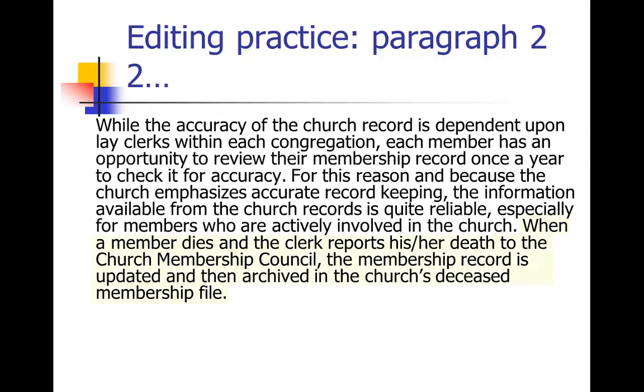I just want to draw your attention to the very last line. I'm not going to read through the whole thing; you can read through it on your own. But the very last line of the second paragraph is kind of funny. It says, when a member dies and the clerk reports his/her death to the church membership council, the membership record is updated and then archived in the church's deceased membership file. Notice that if you're reading that along, it sounds like it's the membership file that's deceased, right? So it has this kind of funny thing with adjectives. You want to be careful with adjectives because you can come up with funny things like deceased files. So obviously you're going to want to edit that last line carefully.